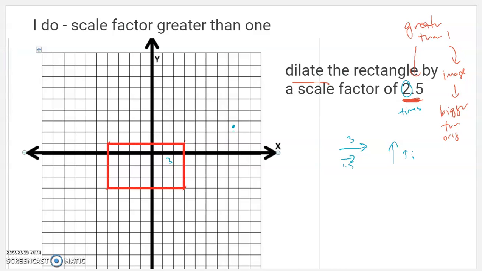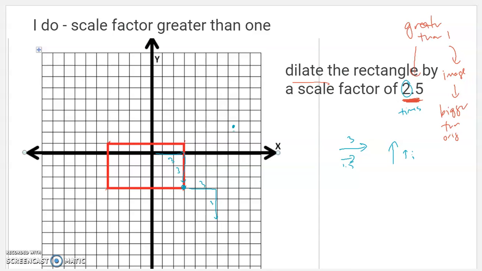Okay. Then let's look at another point. Let's look at maybe the one down here, bottom right. So to get there from the origin, I would go over 3 and down 3. So I'm going to do that to get the new point for this one, the image point. I'm going to do that 2.5 times. So 1, the first one counts. It's not 2.5 more. It's 2.5 total. So the first one counts, 1. Then I'm going to go over 3, down 3 again.